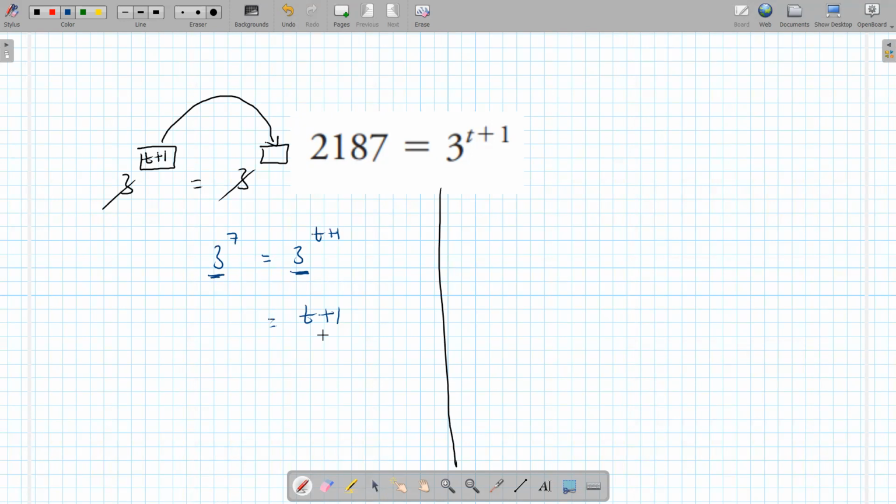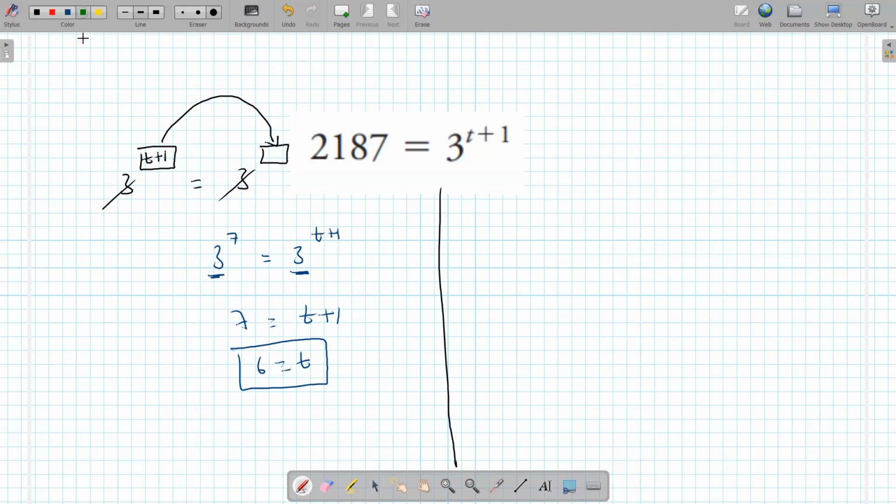So the base equals the base, yeah? That means the exponent should equal the exponent. So what is t plus 1 equal to in this case? 6 plus 1. Yeah, exactly. 6 plus 1, or 7. And then you subtract 1 from both sides, t will be 6. So the answer is 6. That is one way of doing it.